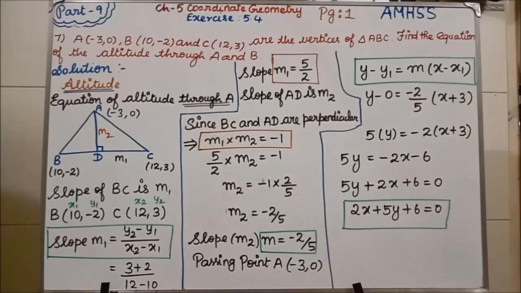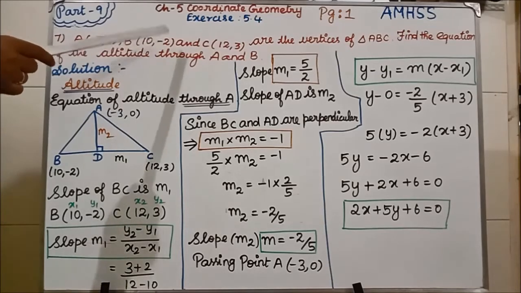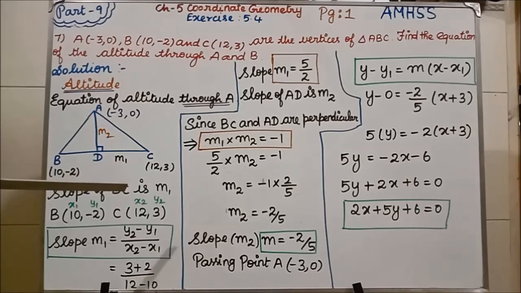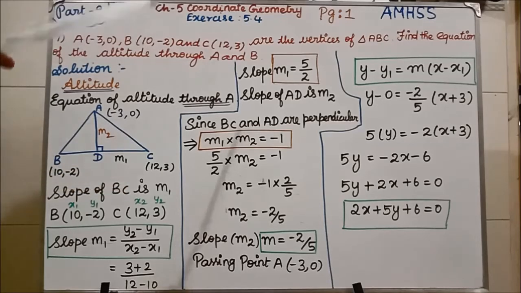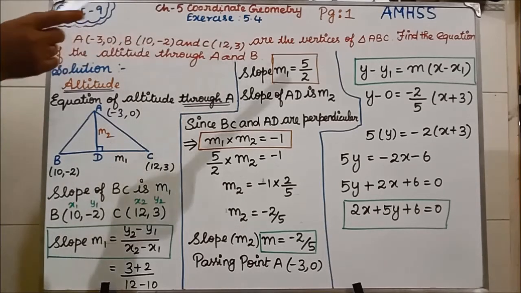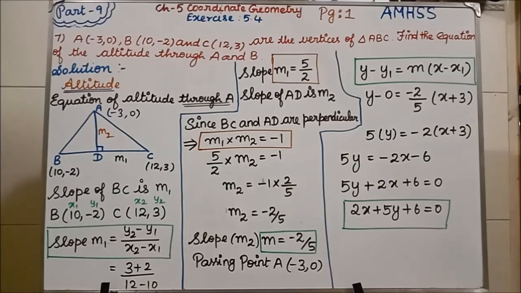Now we'll see the question. A (minus 3, 0), B (10, minus 2) and C (12, 3) are the vertices of triangle ABC. Okay, what we are saying, vertices of triangle. So in a triangle ABC, A vertex is this, B vertex is this and C vertex is this. Find the equation of the altitude through A and B. Okay, we have to find the equation of the altitude through A and B.